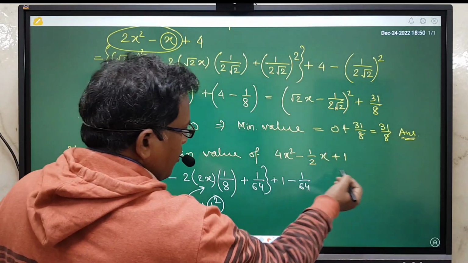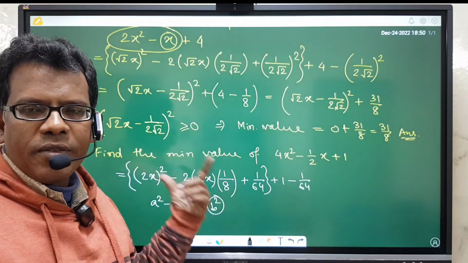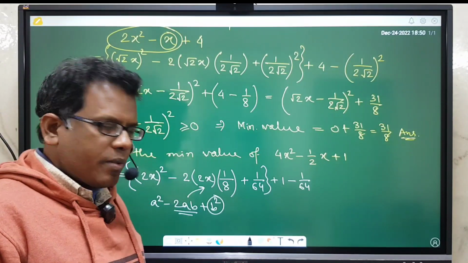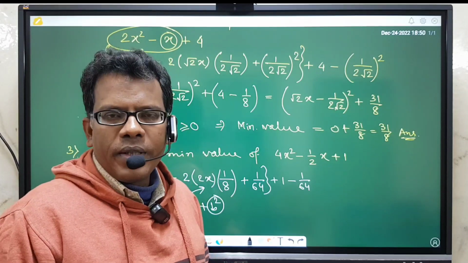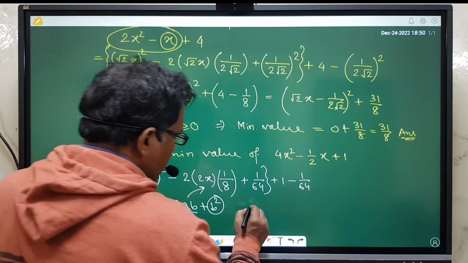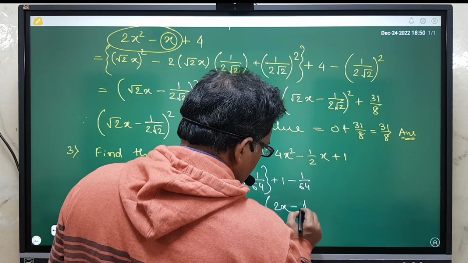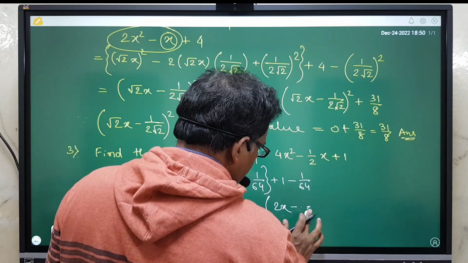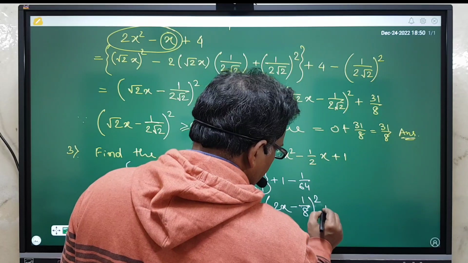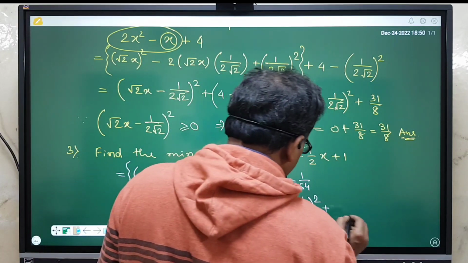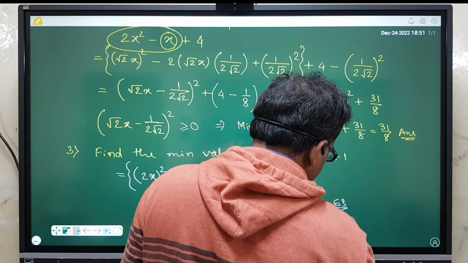That means 1 by 64 was not available here, but I have added 1 by 64 to match up with the format of a square minus 2ab plus b square, and that's why in the same step I have subtracted 1 by 64. So the first part I can write down is 2x minus 1 by 8 whole square plus 1 minus 1 by 64, and 1 minus 1 by 64 can be written as 63 by 64.